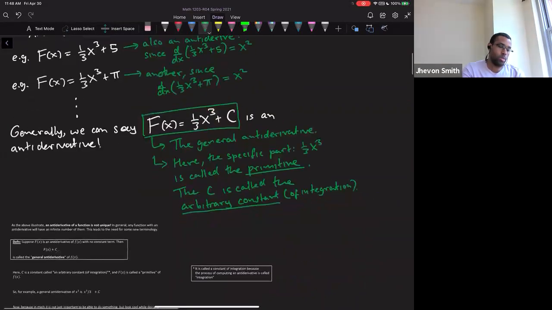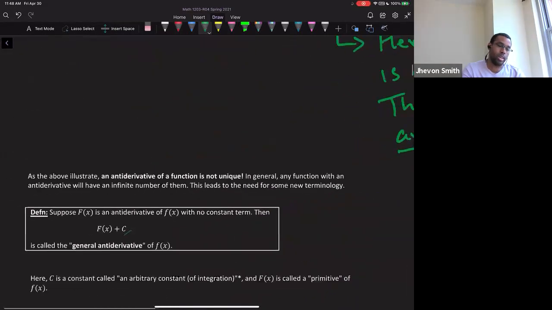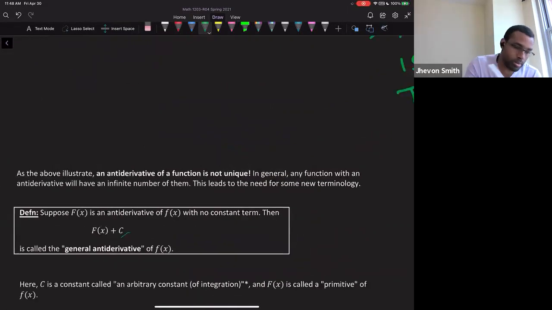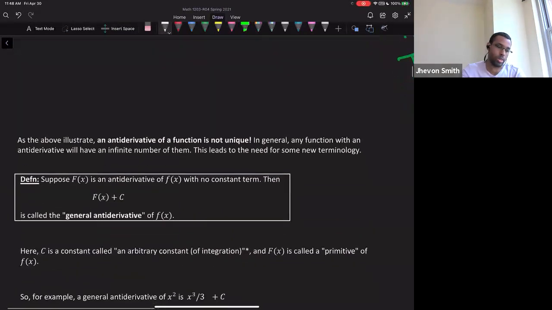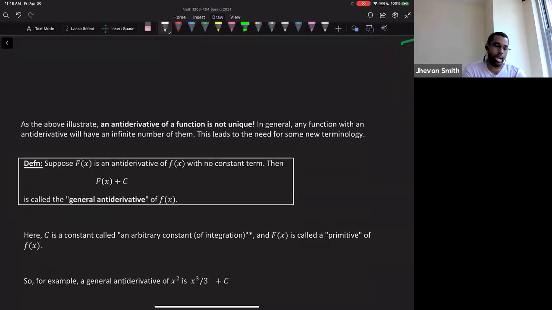As the above illustrates, the antiderivative is not unique, and we can talk about it in general terms this way: big F of x plus c. Here c is called the arbitrary constant of integration, and F is the primitive. So for example, I can say the general antiderivative of x squared is x cubed over 3 plus c.